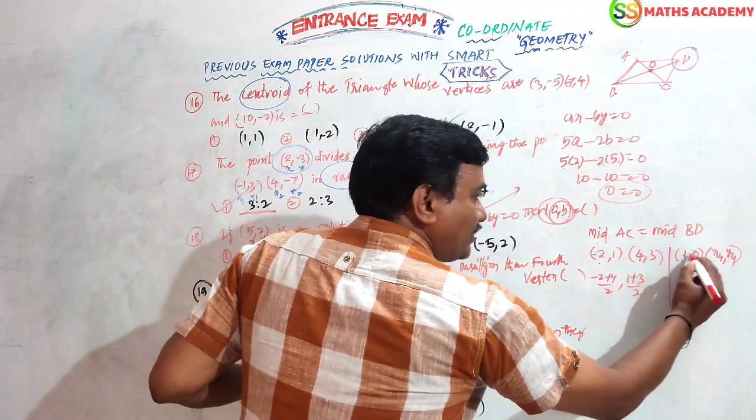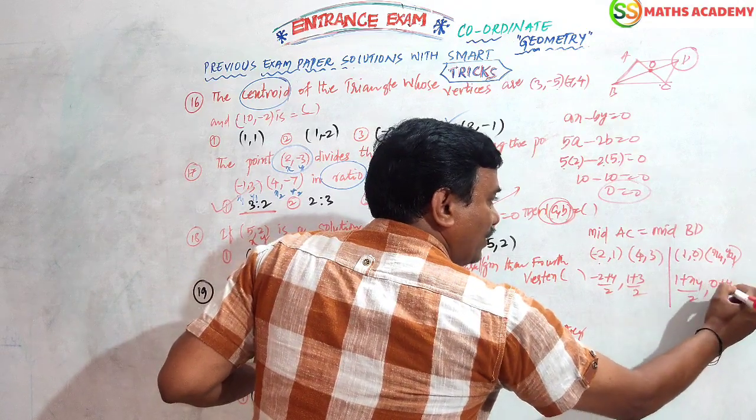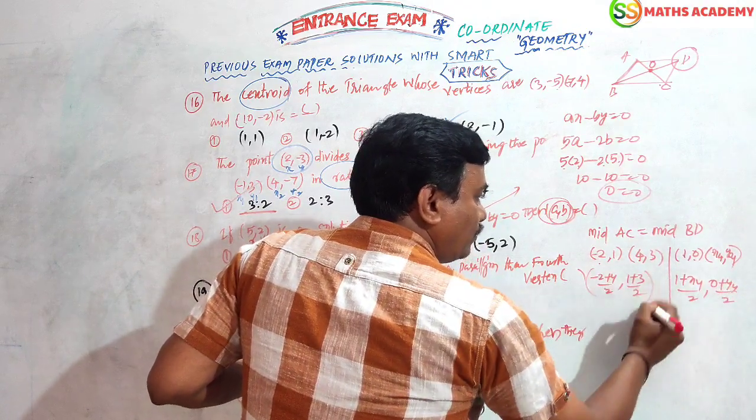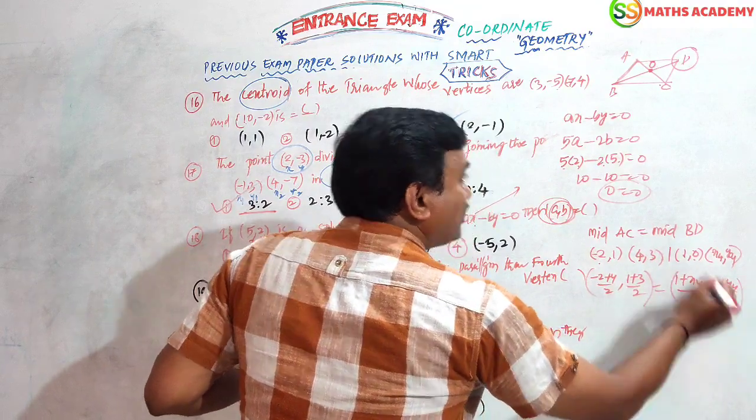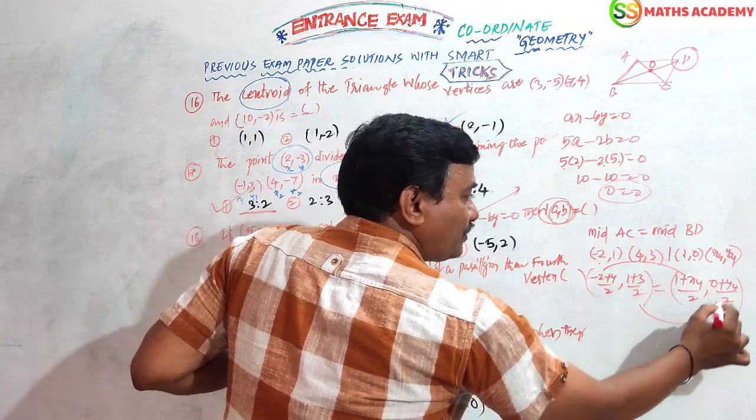Here also, (X1 plus X2) by 2 means X4, and (Y1 plus Y2) by 2 means Y4 by 2. Now these two are equal because the diagonals bisect at O. So comparing first to first, second to second.